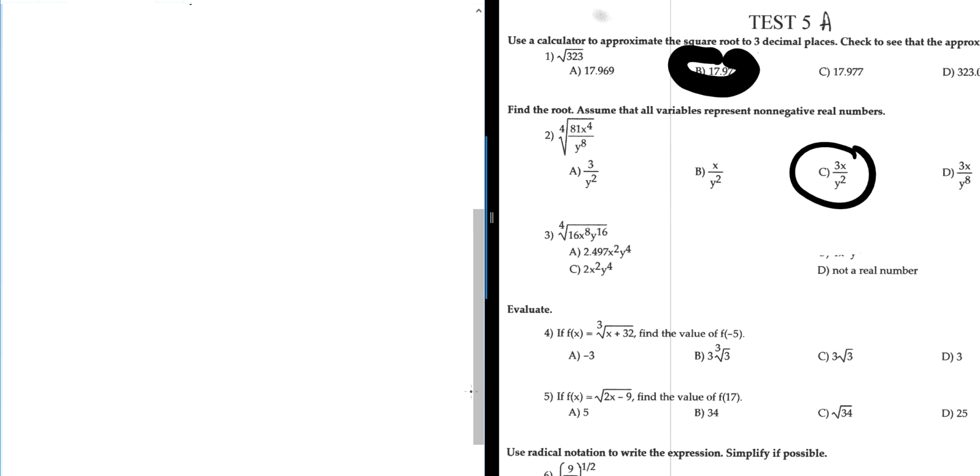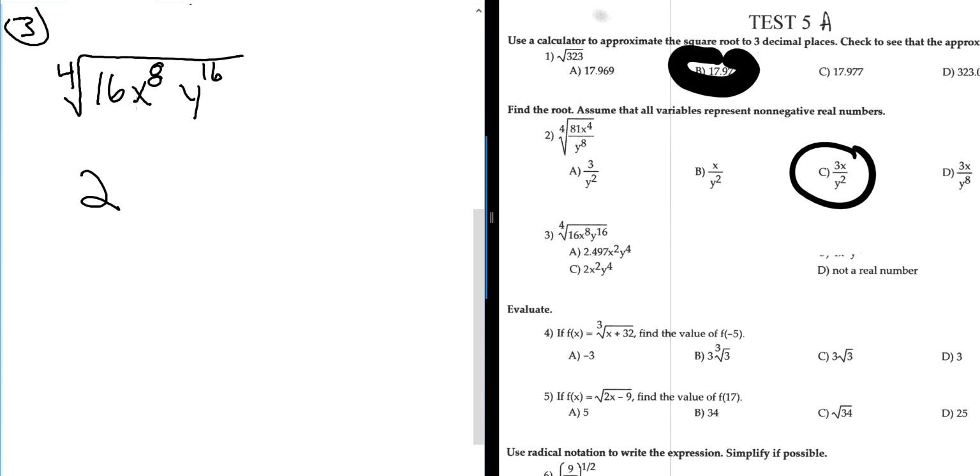Let's go to number 3. Number 3 is fairly straightforward. I want the 4th root of 16, which is 2, and then x to the 2nd power. And y to the 4 goes into 16 4 times. So there we have the answer for number 3. Checking on my key here, C is our solution there. So that's correct, C is the answer.